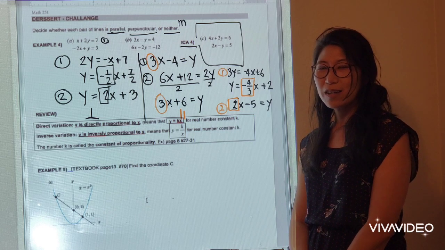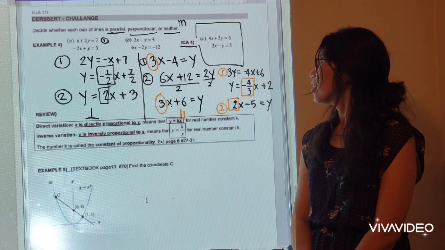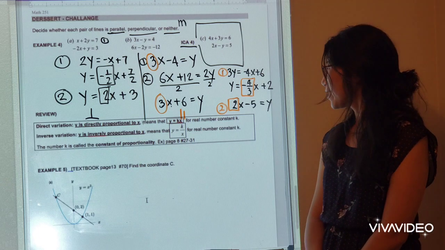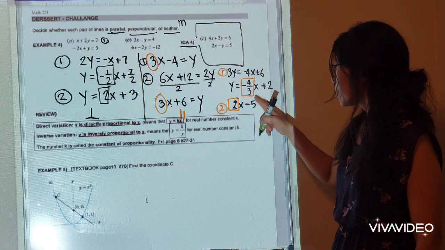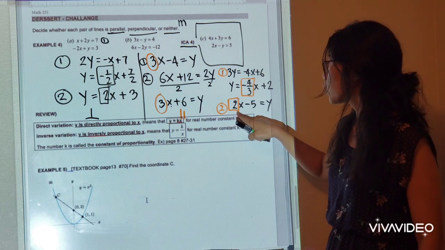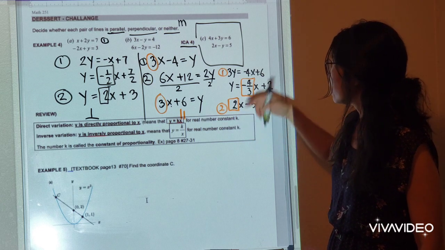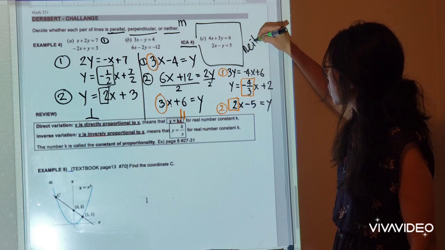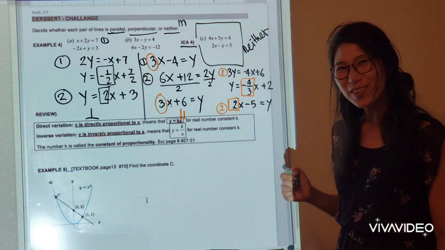Okay, I hope that you had enough time to do C of the in-class activities. If you compare the answers, I got negative 4 over 3, and for the second equation I got 2 as a slope. So this case is going to be neither. I hope that you got the correct answer.